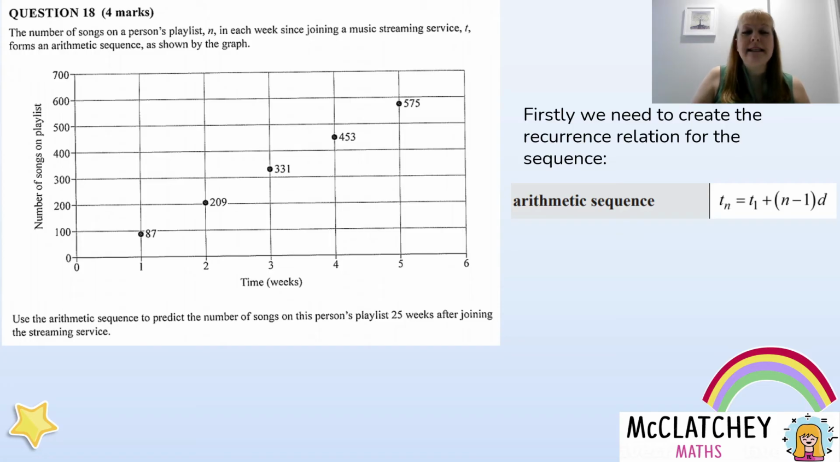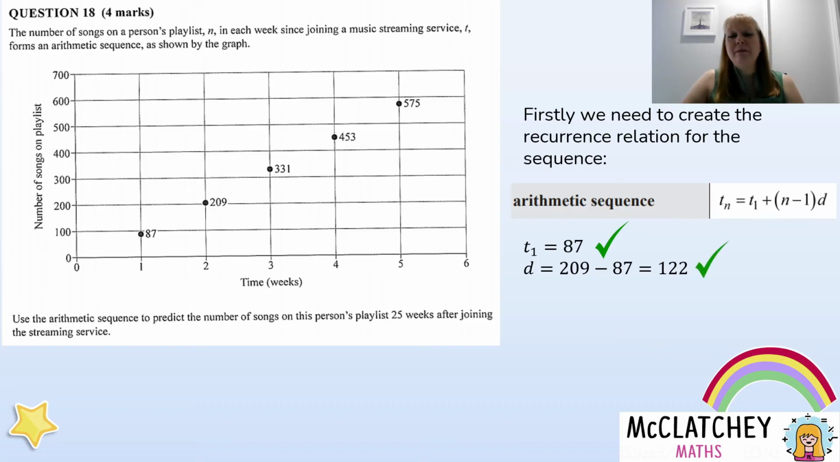So first of all, let's pull together some information off the graph. We can see that our very first term is 87, and we can see that over here on the graph above week 1. And we also need to find d, the common difference. So if we take 209 and take away 87, we get a common difference of 122. And just by stating our variables, we've come up with the first 2 of 4 marks. So we're halfway there.